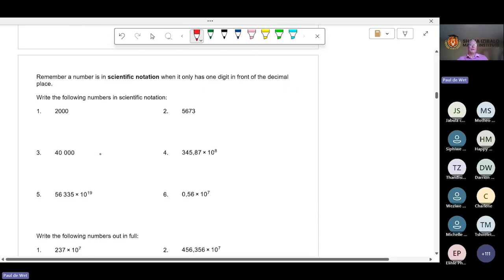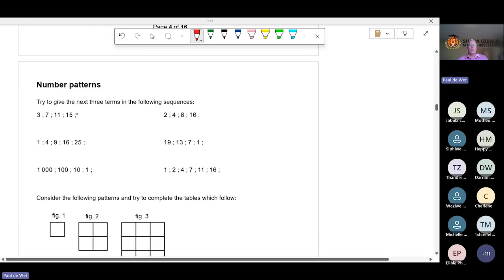All right. So we're going to go to page 5 now, which is number patterns. We're looking for patterns between these numbers to see if we can give the next 3 terms. So the sorts of things we might be doing: we might be adding numbers, multiplying by numbers, or subtracting numbers. There might just be a pattern of numbers that we should recognize. Okay, let's have a look.